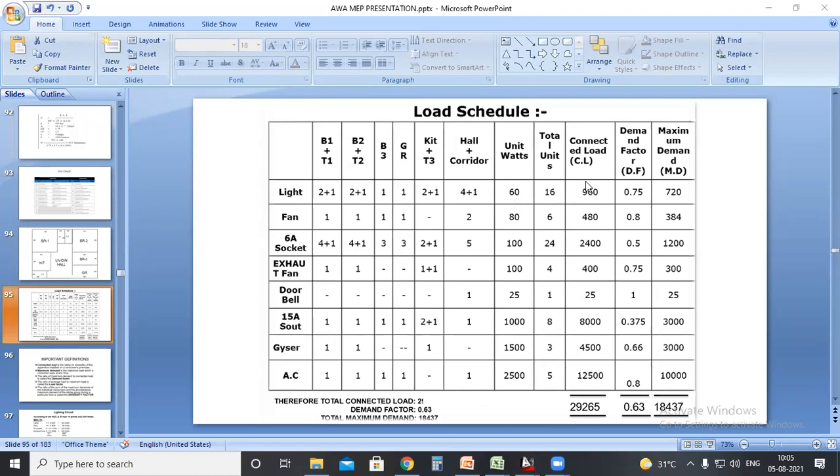Thus, you will get the total connected load for the building, or for the particular DB you are going to design. For example, you have multiple floors. You might prepare a load schedule for each floor, such as the ground floor load schedule, so you will get the ground floor total load from that schedule. If you prepare the load schedule for the whole area, like ground floor and first floor together, you will get the total load for both together.